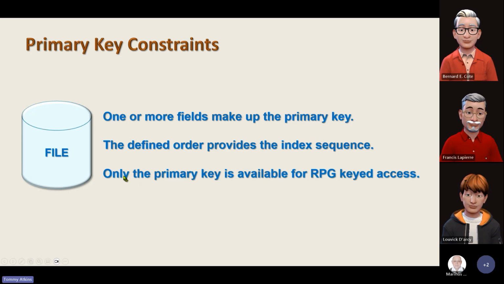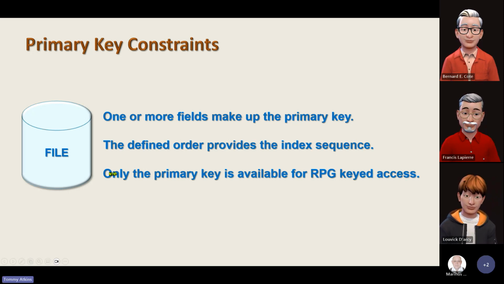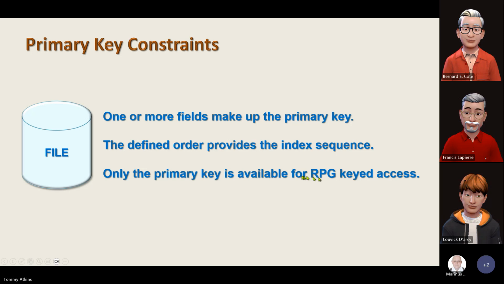And this is important. Only the primary key is available for RPG keyed access. The primary key is equivalent in an SQL table to the K-spec in our DDS. K-specs are in fact primary keys. So those are the three bits of information that you need about primary keys.